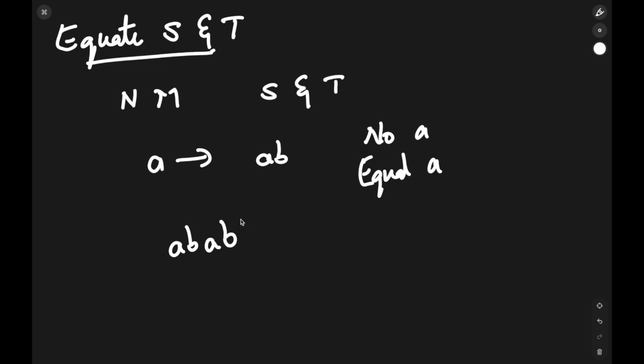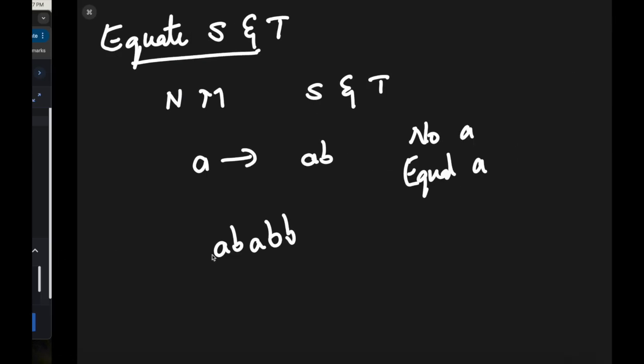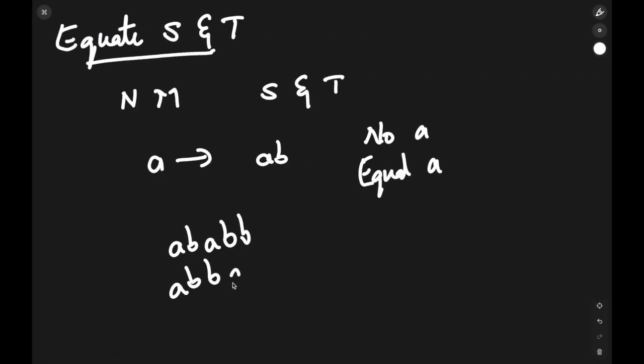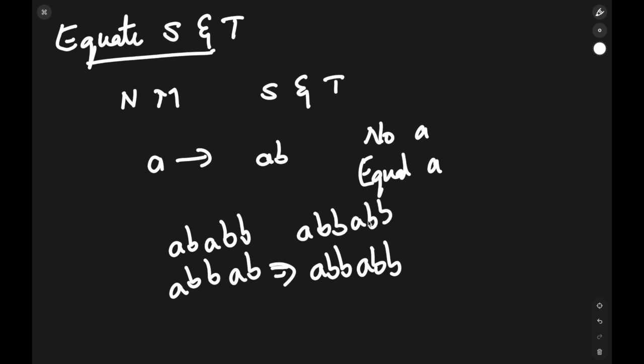The first string S is ABABB, and the second string T is ABBAB. You can see that you have two B's at the end in S. So to make the same in T, you need to replace the second-to-last A with AB. In the same way, you have two B's in the second and third position in T. So to make it same for string S, you need to replace the first A with AB.